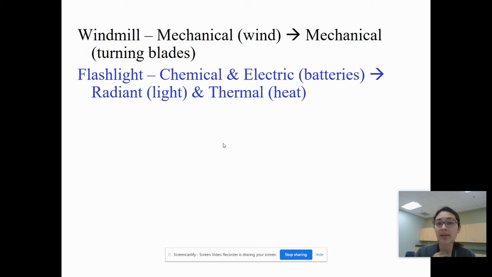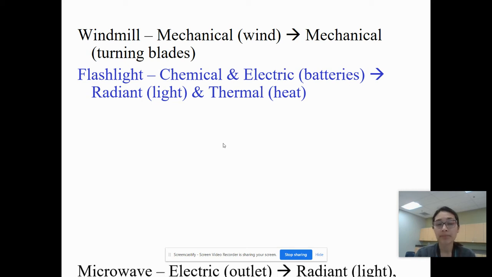Okay, a flashlight is going to be chemical and electric because of the batteries, and it turns into radiant or light, and then thermal, also heat, because the flashlight turns a little warm.